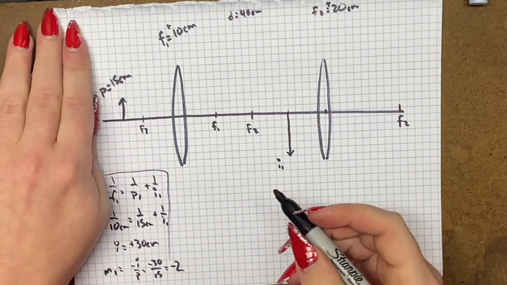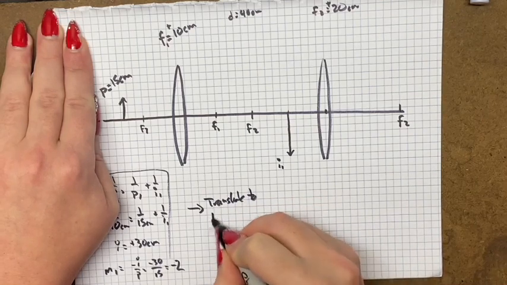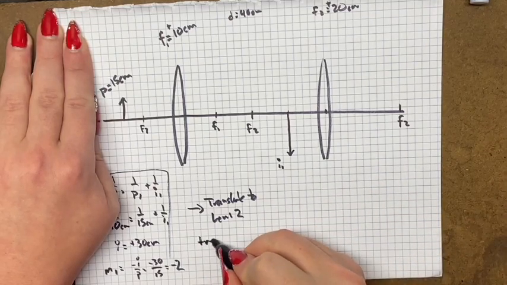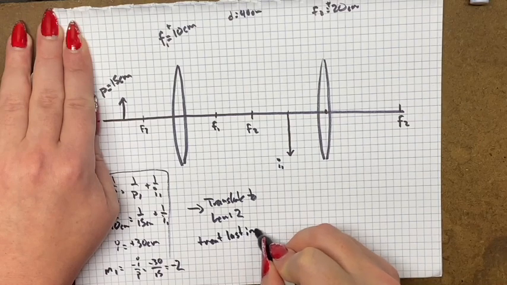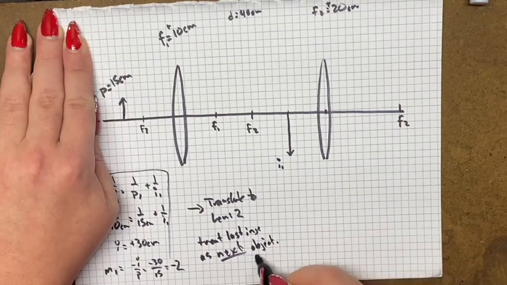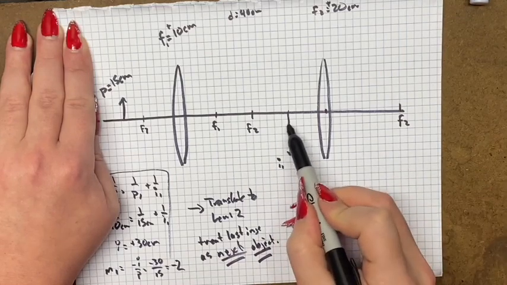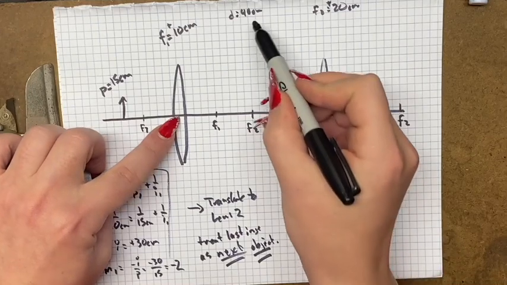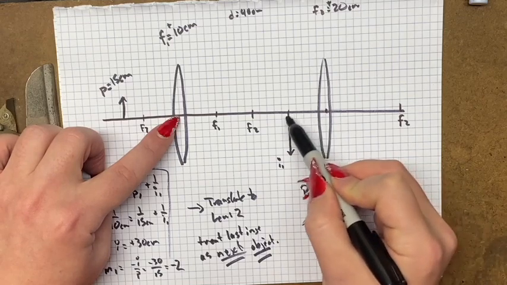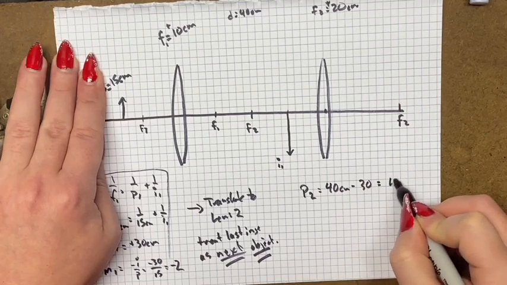What do we do at this point? If you want to do a multi-lens system, now translate to lens 2. Everything should be relative to lens 2. And we want to treat the last image as the next object. So what is P2? This is 30 centimeters away from this lens. The second lens is 40 centimeters away, so here's the distance. This is object 2, and that'll be 40 centimeters minus 30 equals 10 centimeters.